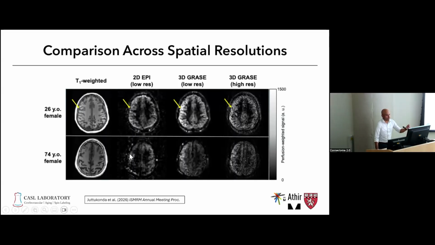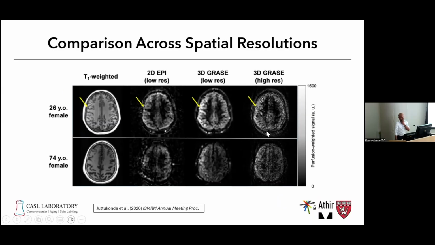If we look at 2 different individuals in these groups, one is a 26-year-old female on the top row there, and then a 74-year-old on the bottom row, we compared 3 different ASL acquisitions in all of these individuals. The first column here is a conventional 2D EPI acquisition at conventional resolution, so around 3.5 millimeter isotropic. That next row here shows a 3D Grace acquisition with a similar resolution of about 3.5 millimeters. And that last row here is the higher resolution 3D Grace that we mentioned. And these arrows are pointing out regions where we can distinguish visually CSF space from gray matter space in the 3D Grace. That's the high resolution that we can't really make out with the lower resolution implementations.